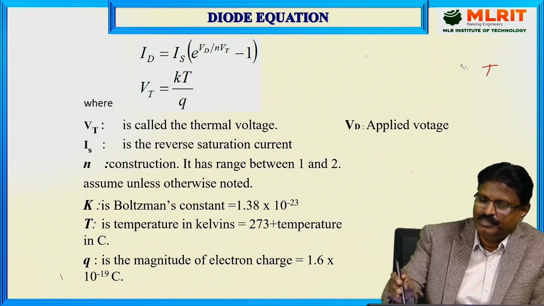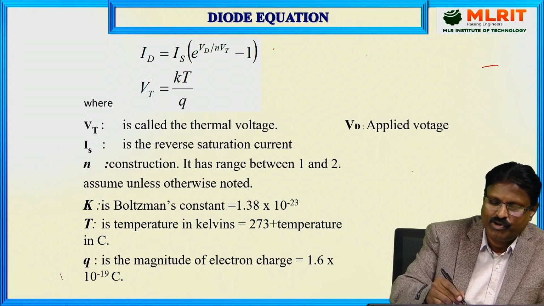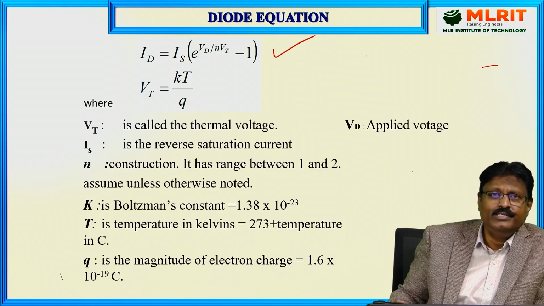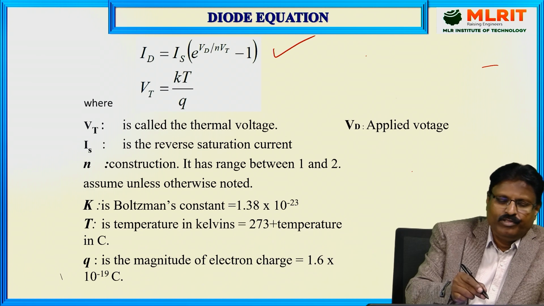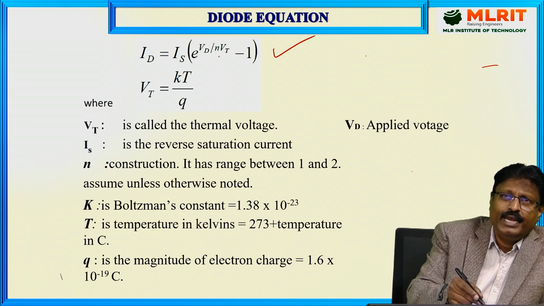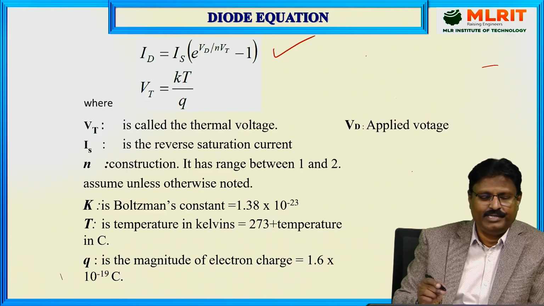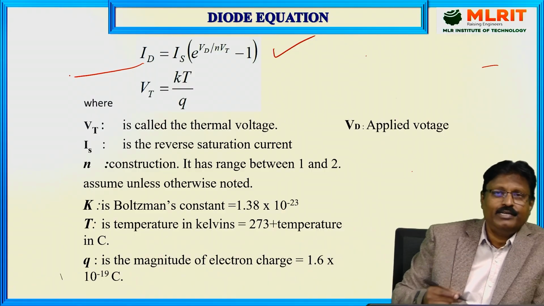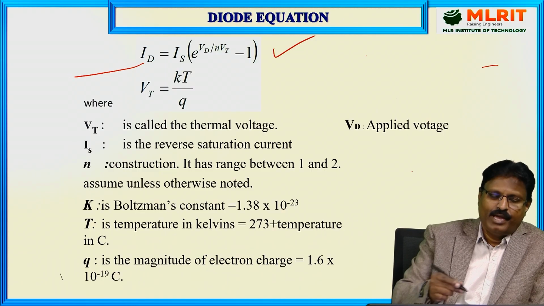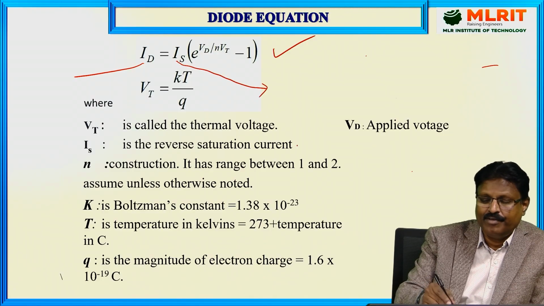Finally, we get this equation, also called the Shockley diode current equation, represented as ID is equal to IS into e to the power of VD upon N VT, minus 1. One by one, let us see the parameters. ID is the current flowing through the diode. And IS is the reverse saturation current.